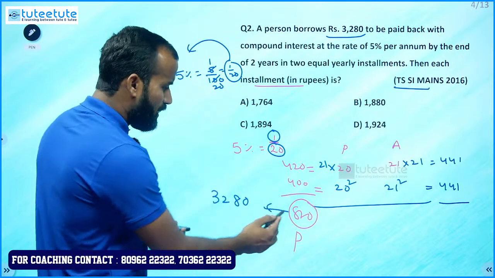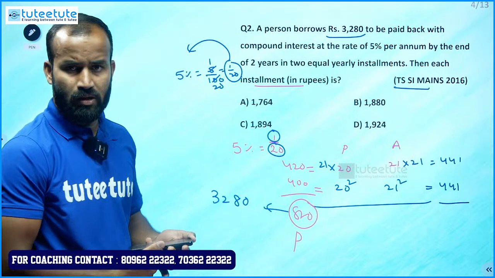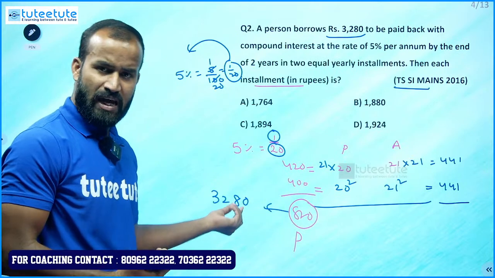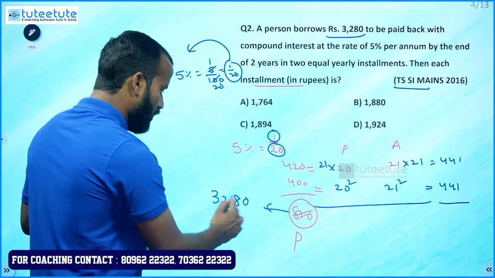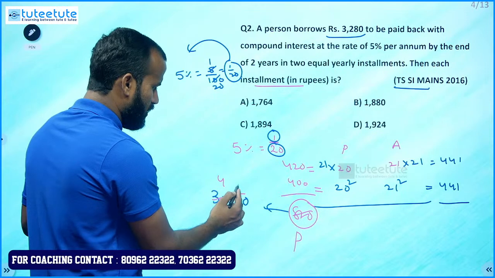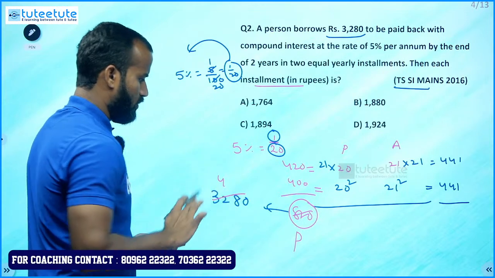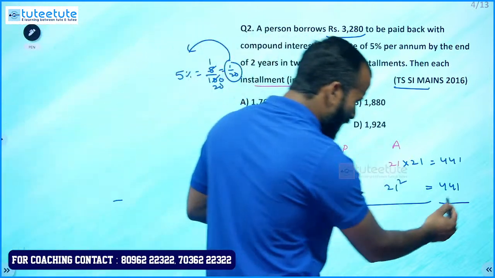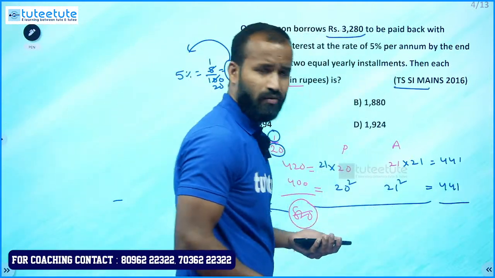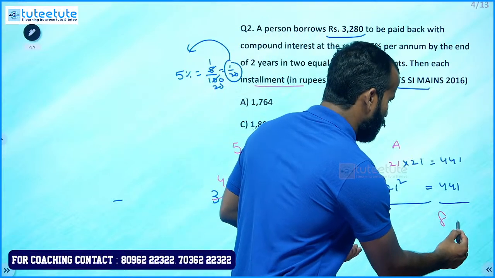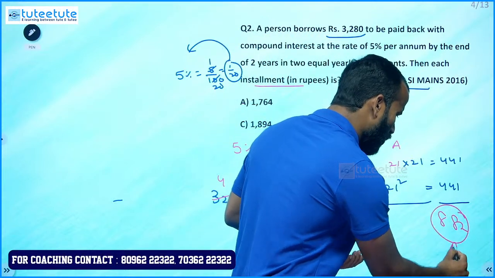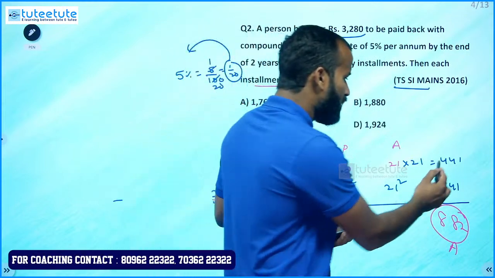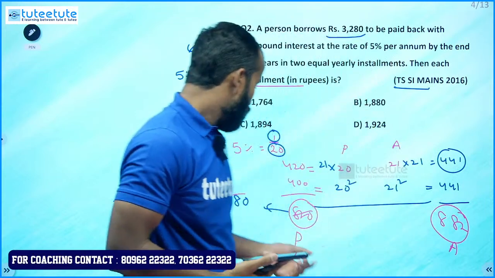If you know calculations very well, it will be very easy. If you see 820, 328: 8 fours are 32, 2 fours are 8. So 82 fours are 328, the zeros cancel. So one part value is 4. If you add these things, 441, 441, 882, this is the amount. No one is asking you the amount, no need of finding this value. Just to find the installment, each installment is 441. One part value is 4.